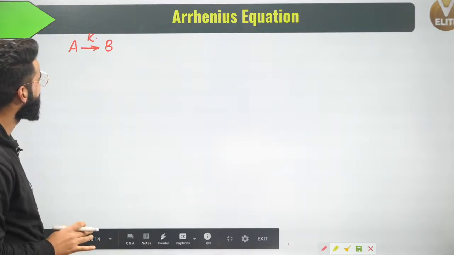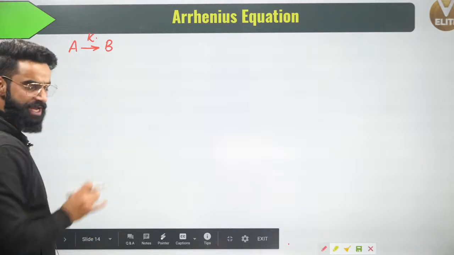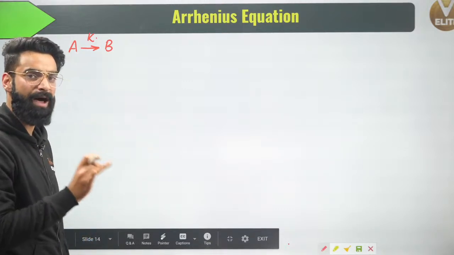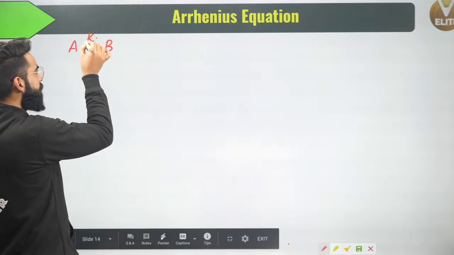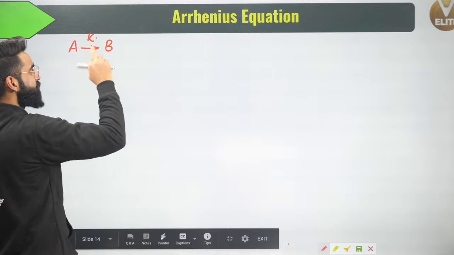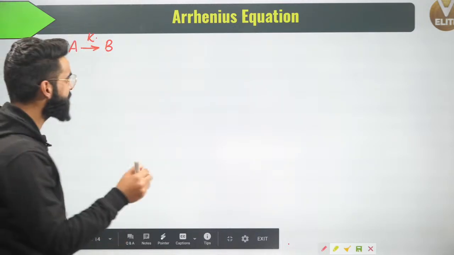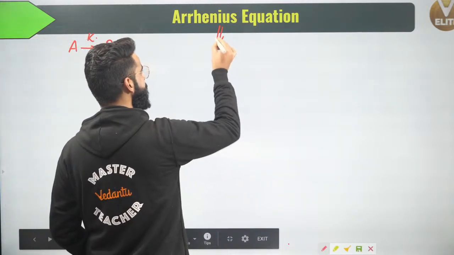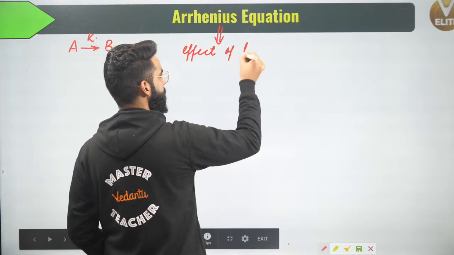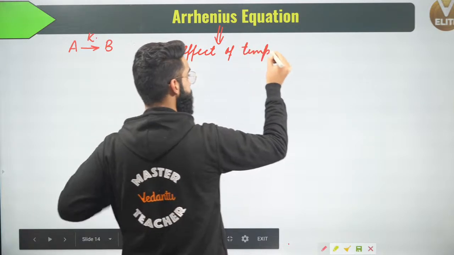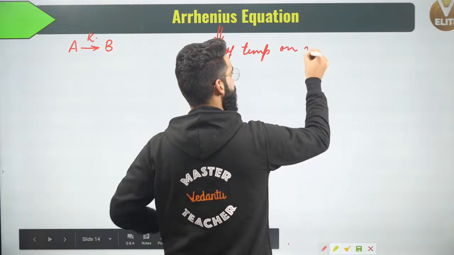Now, I actually need to check what will happen to the rate constant on changing the temperature of the reaction. Actually, the Arrhenius equation gives me the effect of temperature on rate constant.